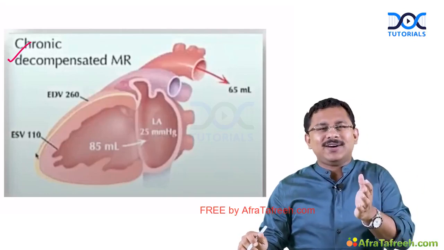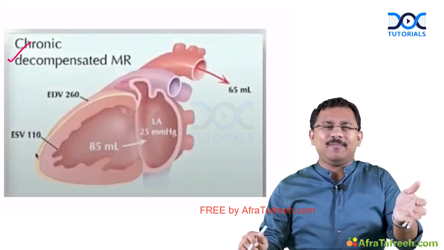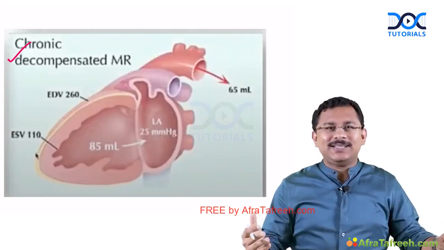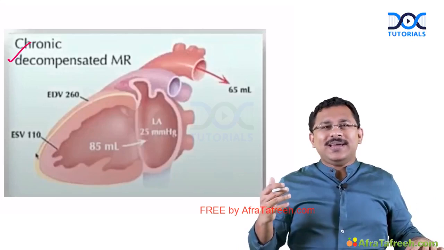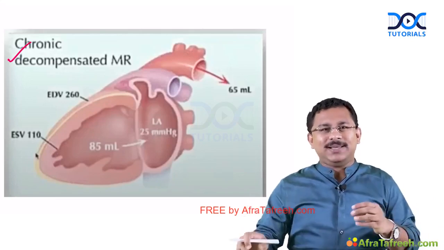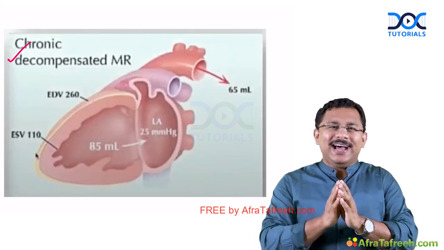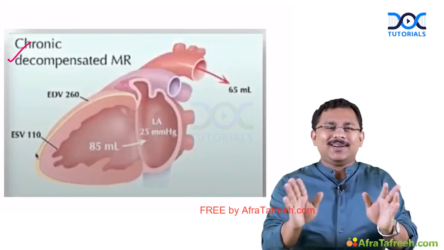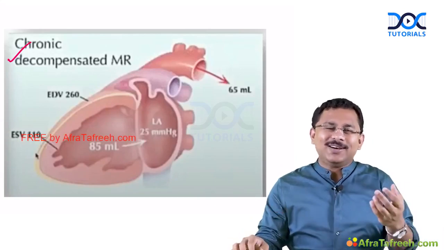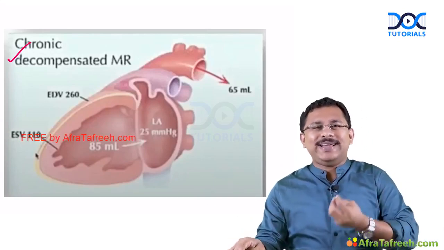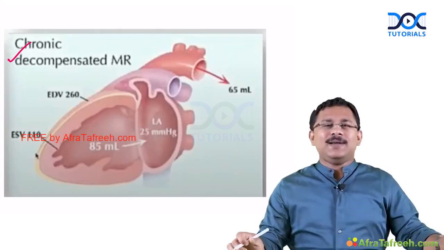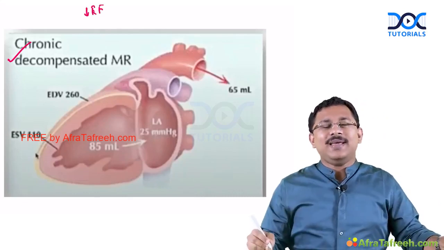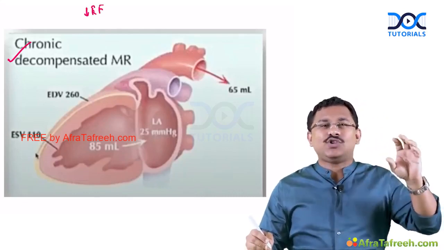So within 5 years of, say, a severe MR, many of the cases can proceed on to a decompensated stage. So in the decompensated stage, the ventricle has had some damage. That is the bottom line. So there is damage that has occurred in the ventricle in simple layman terms. So whenever there is damage to the ventricle, what will happen to the ejection fraction? It will decrease. So there is a decrease in the ejection fraction. Okay. And what will happen to the end systolic volume?